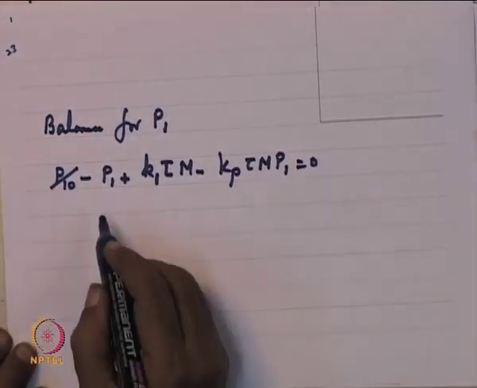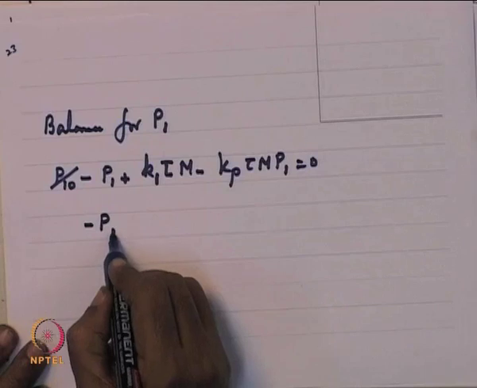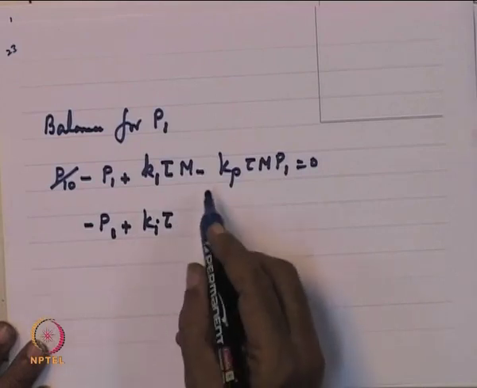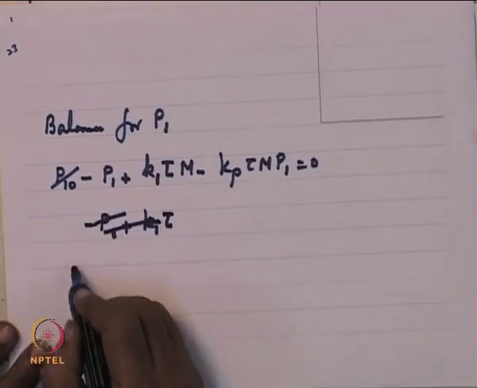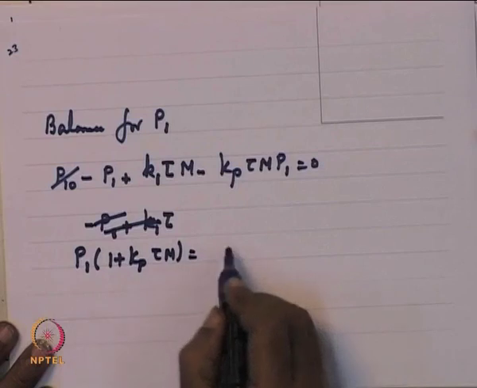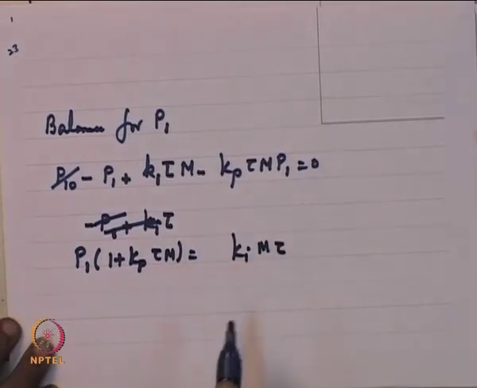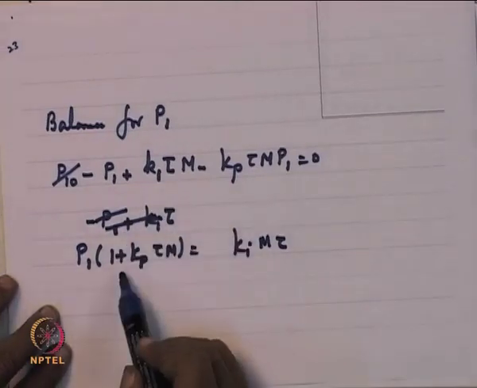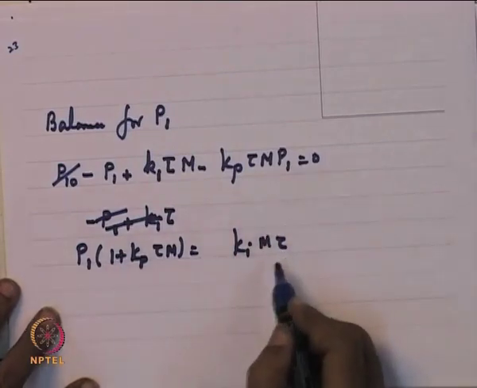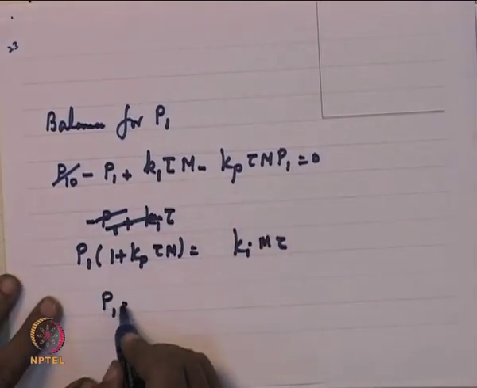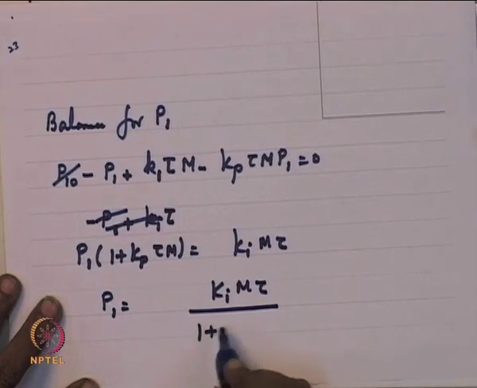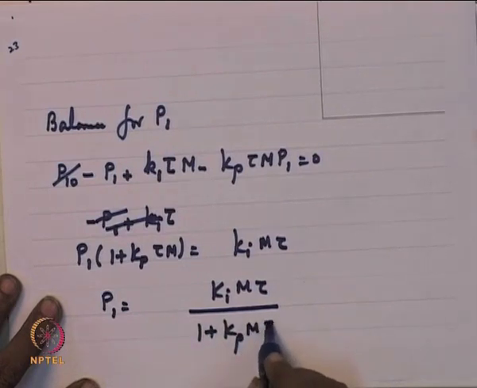So, this takes care of P1 plus K_I tau, minus, so we just simplify and write. P1 multiplied by 1 plus K_p tau m equal to K_I m tau. Is this correct? P1 multiplied by 1 plus K_p tau m, okay. So, you have taken it to the other side, fine, very good. Or P1 is simply K_I m tau divided by 1 plus K_p m tau.